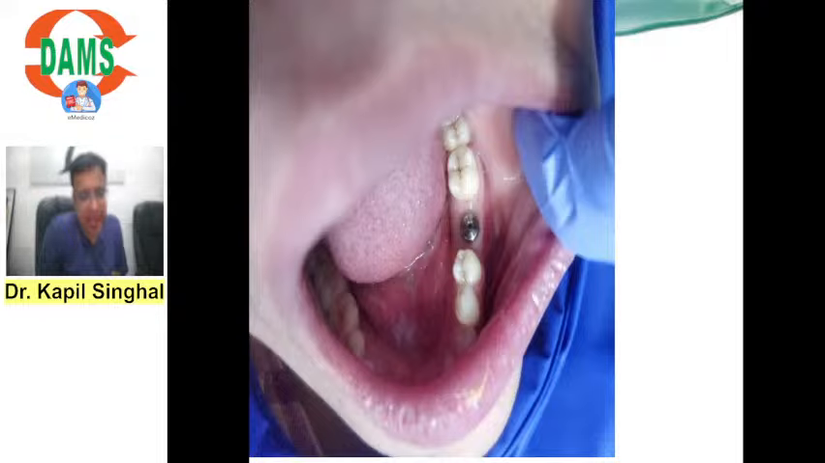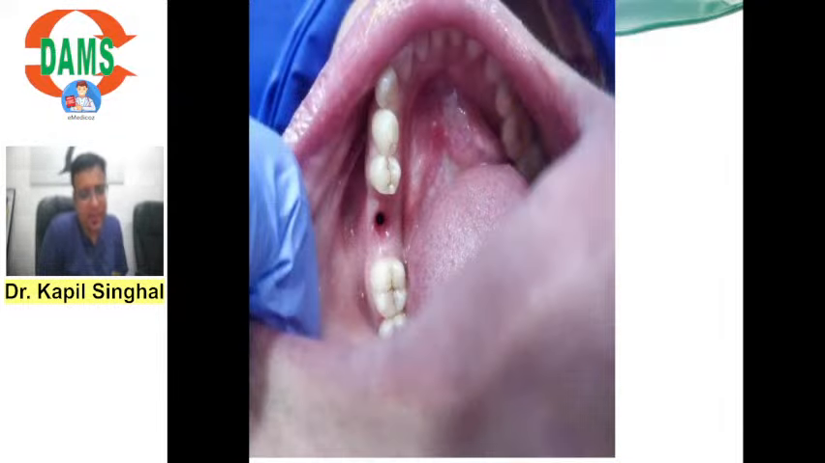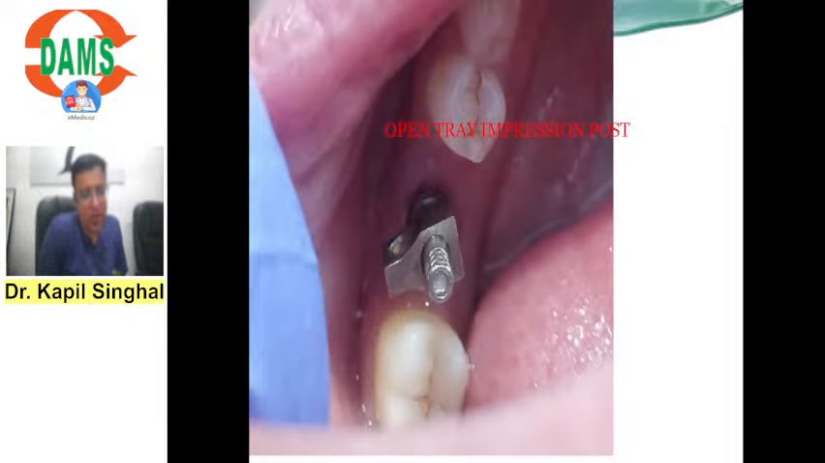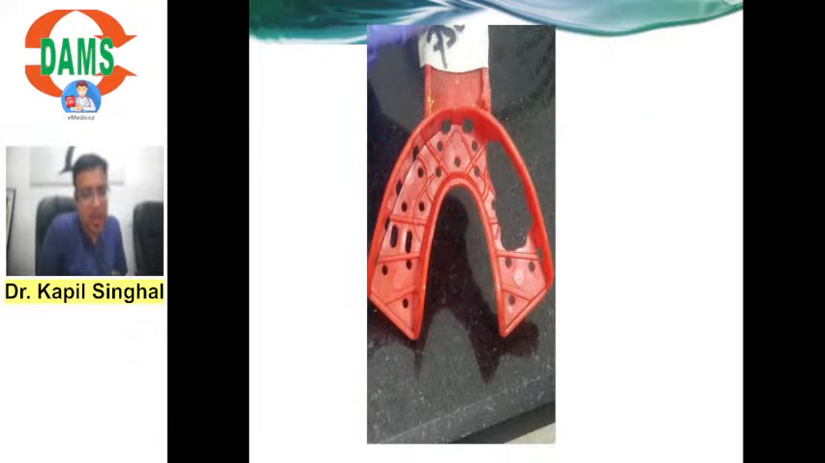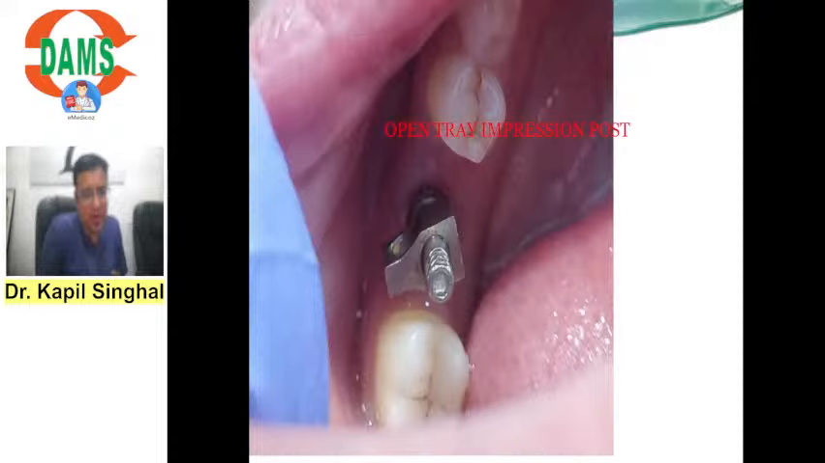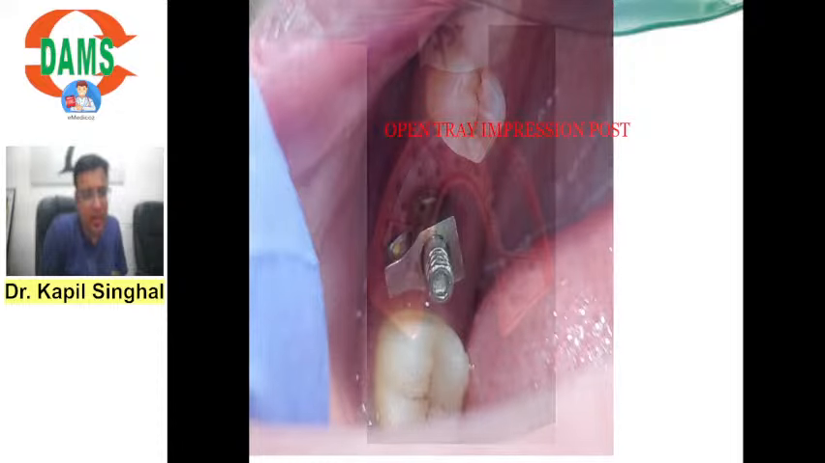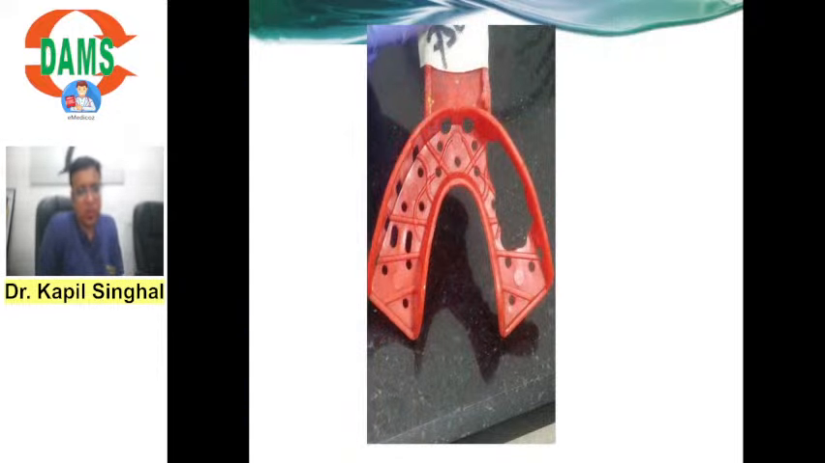Theek hai, so this is a healing cap. I'll open up the healing cap. This is the soft tissue emergence created around my implant. I'll take an open tray impression post and place it over my implant. Now I'll take a plastic tray, and wherever this open tray impression post is, I will create a hole in my tray. I have created it, and that is why this is known as open tray, because I have opened my tray exactly from where the impression post is coming out. Okay, now what I will do.